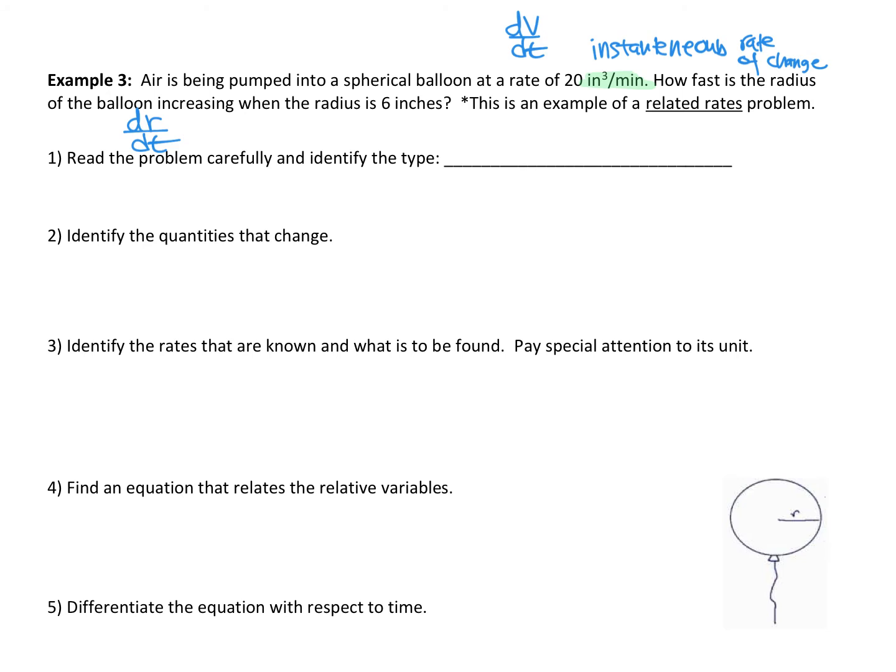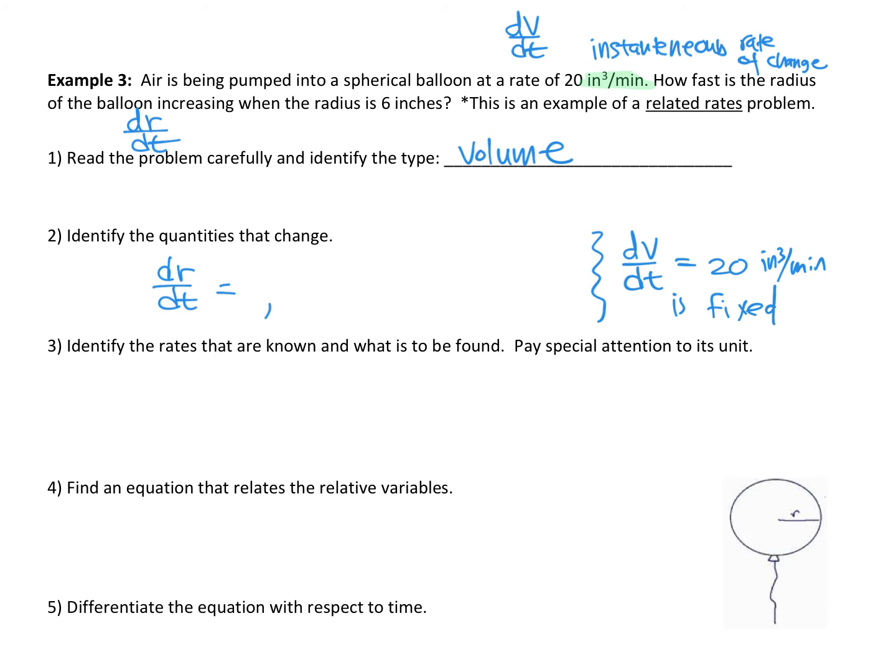Okay, read this problem carefully. Identify the type. This is a volume question. Identify the quantities that change. So dr/dt, that's going to change. Here, I'm looking at this: air is flowing in at a constant rate, right? It's always going to be 20 cubic inches per minute. So that doesn't change. I'm going to separate here: dV/dt is like the airflow. It seems like it's always 20 cubic inches per minute, fixed.